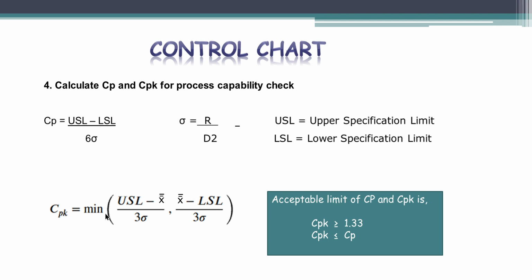Now CPK is equal to minimum of USL minus X double bar by 3 sigma, X double bar minus LSL by 3 sigma. So this is how we have to calculate the CP and CPK. The acceptable limit of CP and CPK is CPK should be always greater than or equal to 1.33 and CP should be always greater than CPK. If the CPK is less than 1.33, then we should understand that the process is not stable and has some errors. So we have to address it immediately.